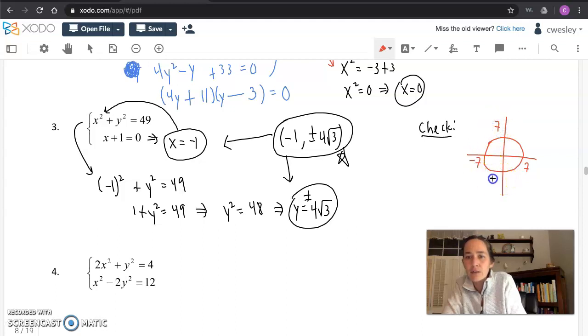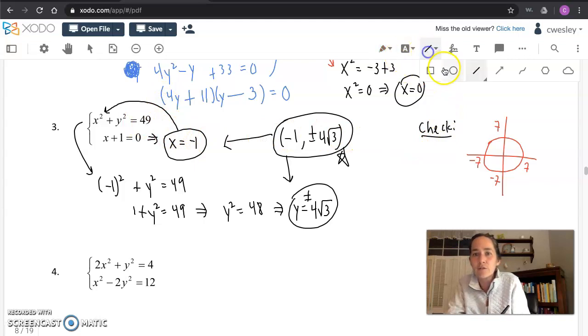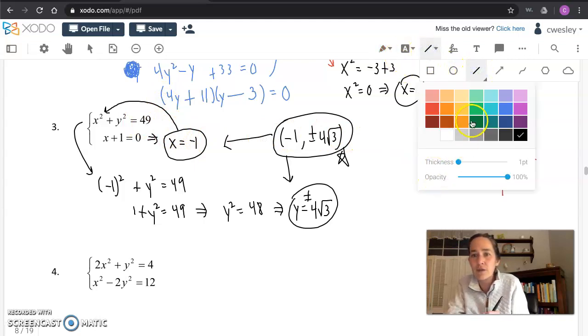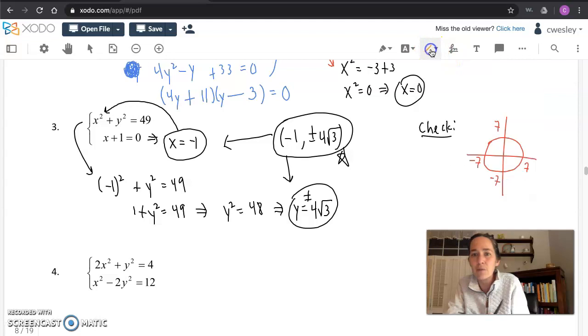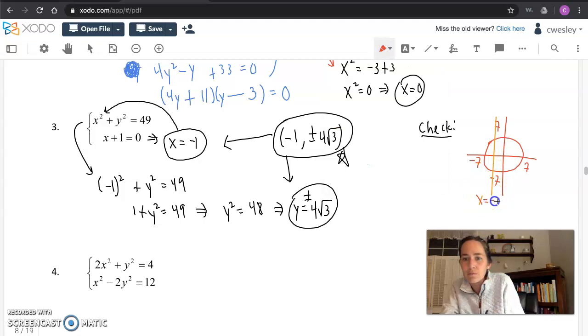And then look how quick the next one's going to be to plot. It's just the line at x equals -1. So maybe I'll use the line tool this time, and we'll do it in maybe a nice pumpkin. And we'll have it coming down and not really drawn to scale at x equals -1. So there are the two solutions we got. One at -1 positive 4 square root of 3, and one at -1 negative 4 square root of 3.